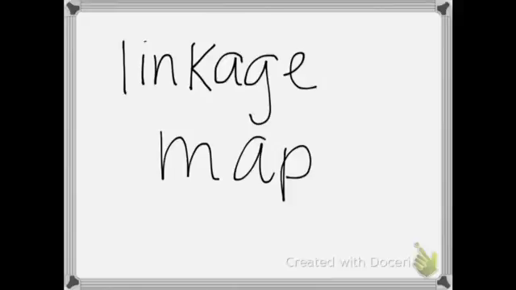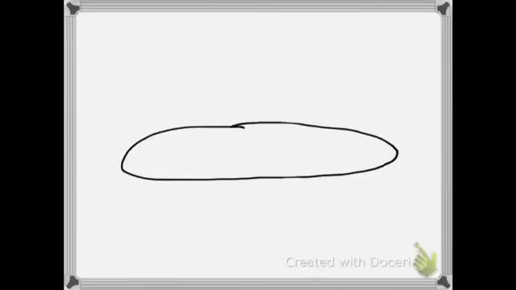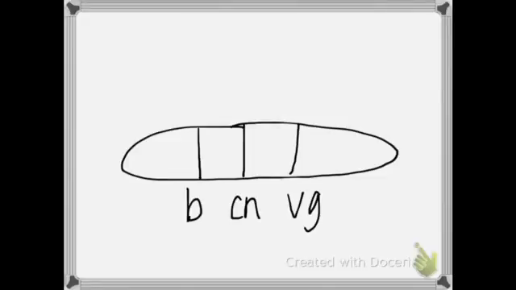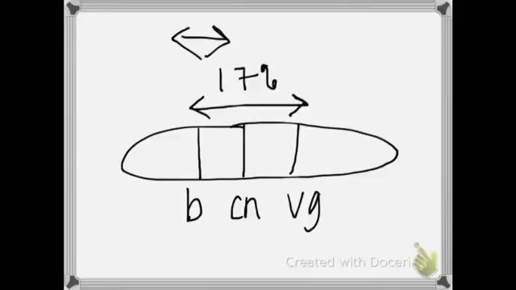So I'm going to go ahead and show you an example of the Drosophila gene. So here's your chromosome, and there's going to be 3 gene loci. This one is B, this is CN, and this is VG. And I'm going to show you the recombination frequencies, percentages. So right here, it is at 17%, and that's the distance between B and VG. And then right here between B and CN, it's at a 9% recombination frequency. And then right here between CN and VG, it's at a 9.5% recombination frequency.